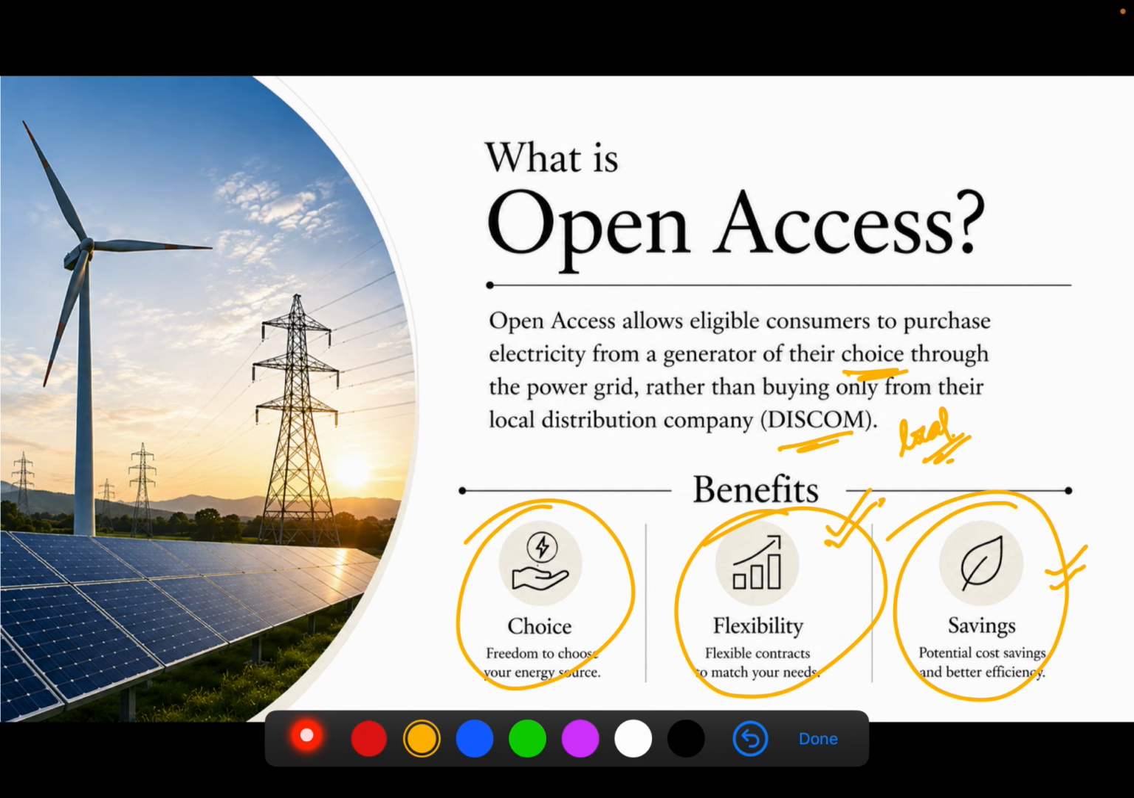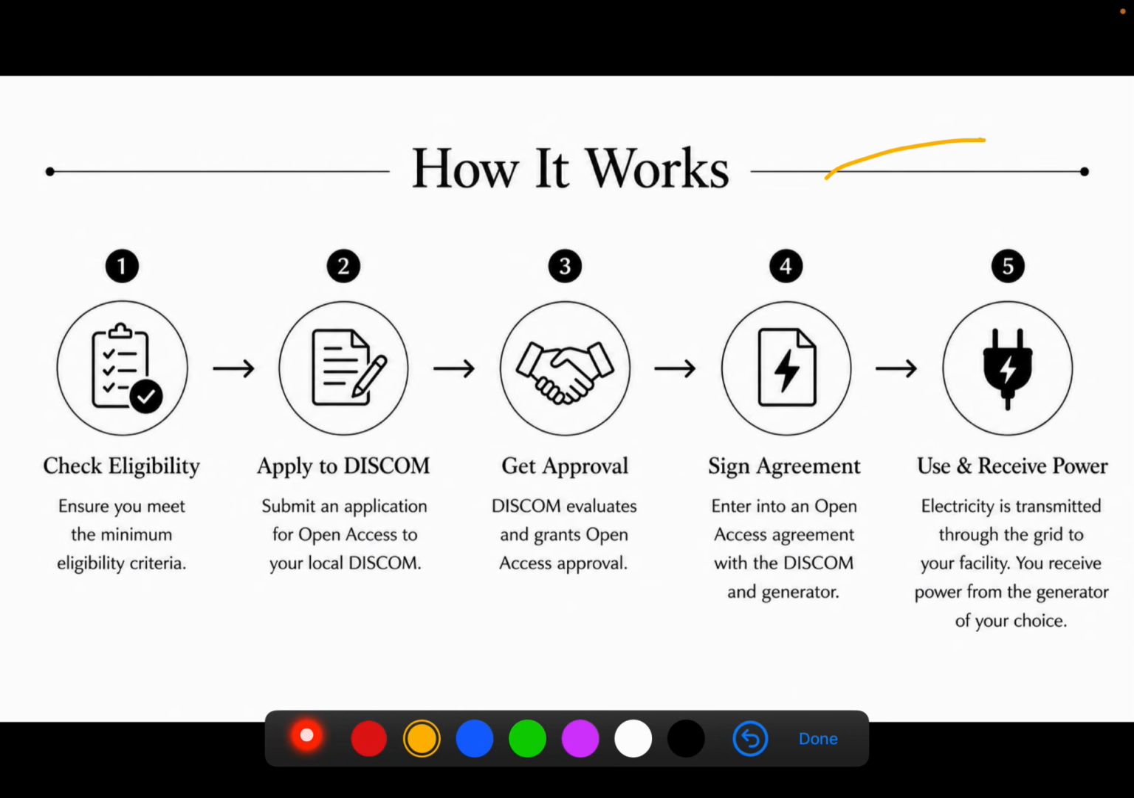Suppose there is a manufacturing company in Delhi. The company needs electricity for its factory operations. There is a solar plant in Rajasthan that can generate electricity at a competitive cost. The company wants to buy electricity from this power plant.